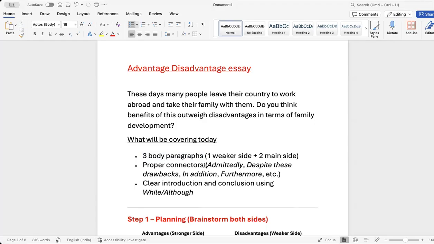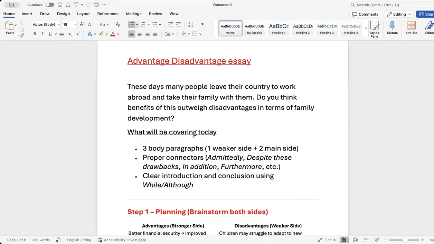I'll also be covering proper use of connectors because that is really important and that will make your essay impressive. And I'll cover that later. And I'll teach everything: how to write the introduction, the body paragraphs, and the conclusion.